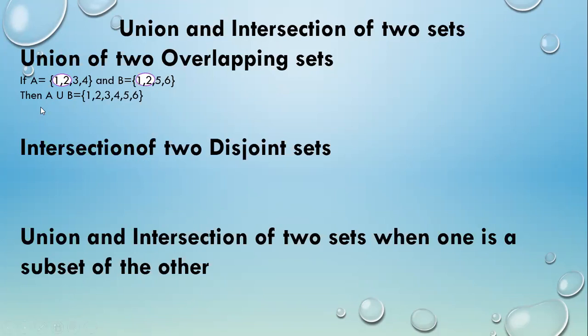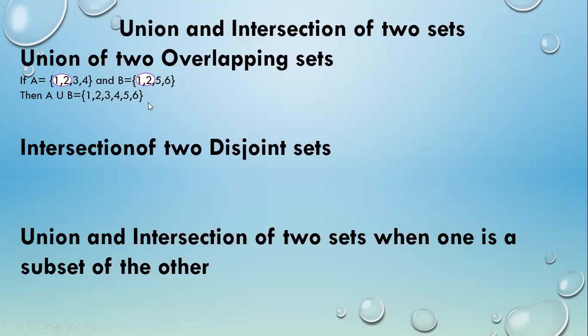Now how can we find the union? We write A union B, this is the symbol for union, is equal to: write down all the elements of sets A and B, but repetition is not allowed. So we get {1, 2, 3, 4, 5, 6}.